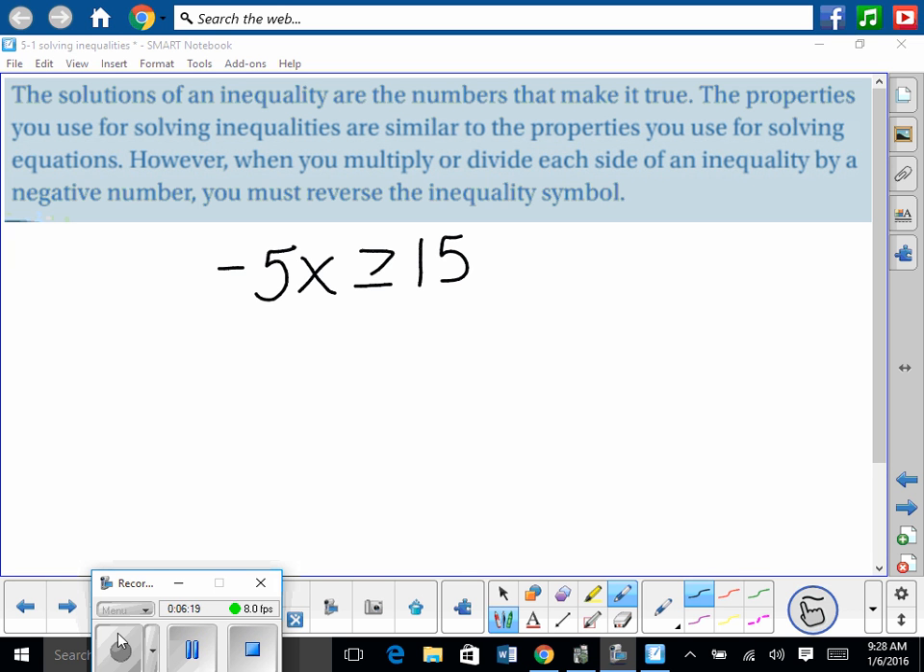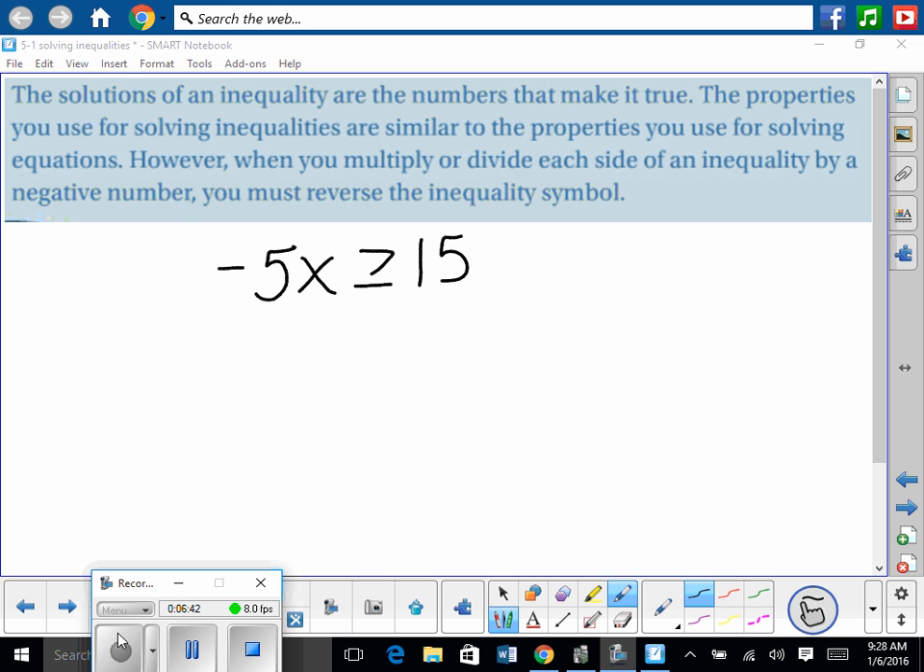Okay guys, everybody, here we go. So the solutions of an inequality are the numbers that make it true. Once again, the solutions of an inequality are the numbers that make the inequality a true statement. The properties you use for solving inequalities are similar to the property used for solving equations, and we're getting better at solving equations. We kind of came in a little bit rusty, but hopefully we're getting better.